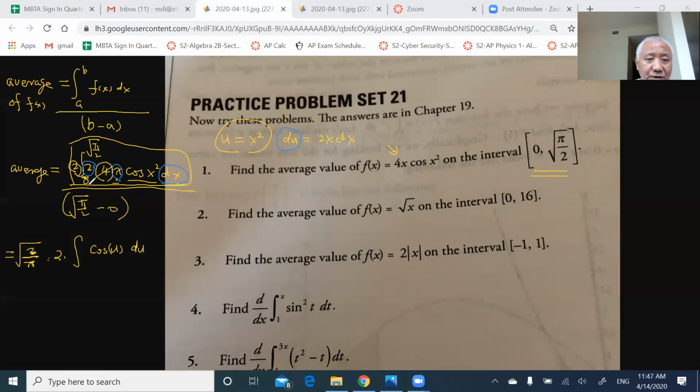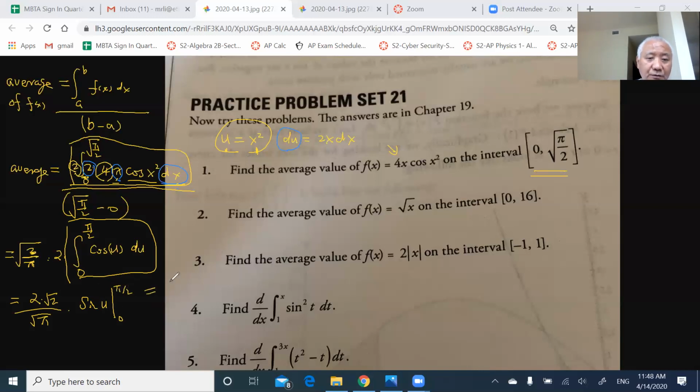When x equals 0, u is also 0. And when x equals root pi over 2, squared, we get rid of the square root, only pi over 2. So now you have 2 root 2 over pi, square root, and then you multiply by the integration of cosine, which equals sine u, but the interval has to be 0 to pi over 2.